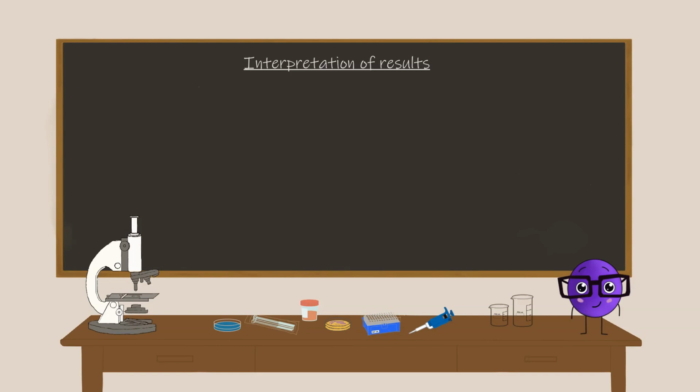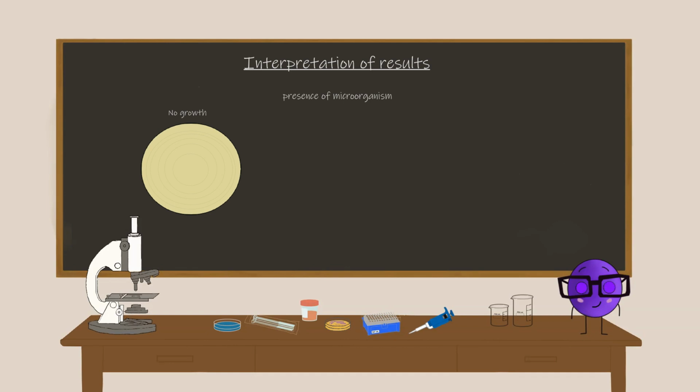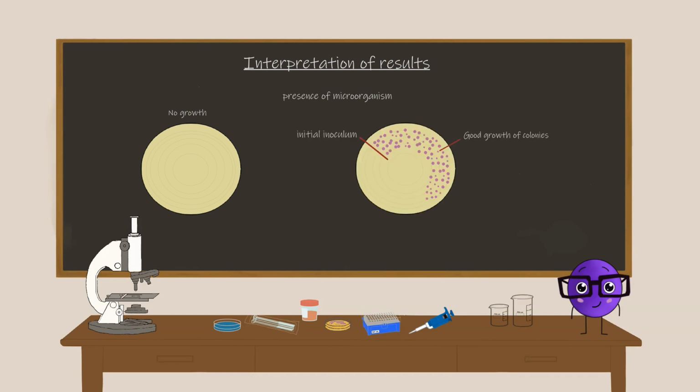Interpretation of results. Interpretation of urine culture results involves analyzing various factors to determine the presence and significance of bacterial growth, potentially indicating a UTI. These factors include presence of microorganism. No growth can indicate absence of an infection, but it can also be due to prior antibiotic use or improper collection technique. Growth of an organism can indicate an infection. However, this also depends on the quantity.